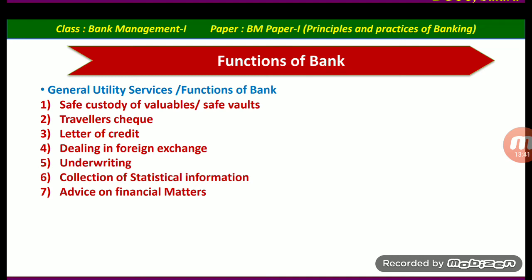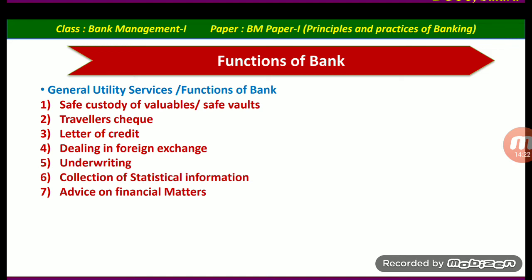These were the secondary functions of bank. Now look at the general utility services or functions of bank. The modern bank provides a number of utility services to their customers. First, let us discuss safe custody of valuables or safe vaults. An important function of modern bank is keeping in safe custody the valuables of its customer, such as gold or silver, ornaments, shares and debentures, deposit receipts, life insurance policies, and other important documents they can keep.